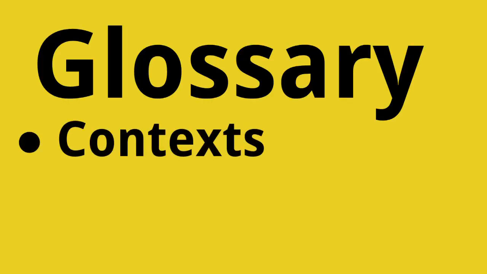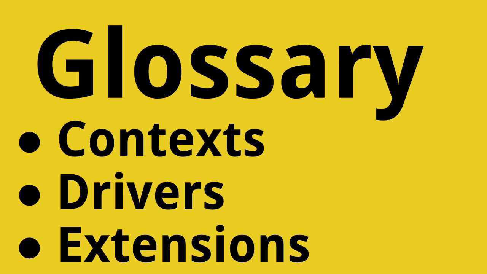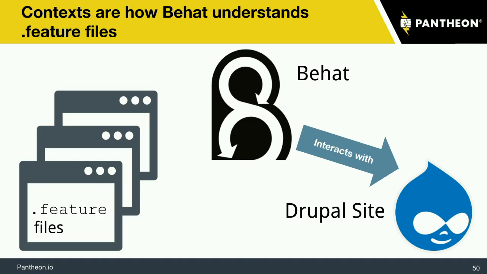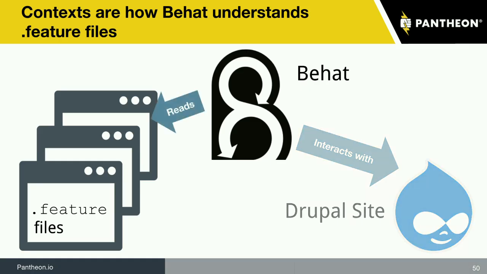So there are a few terms that you'll hear often in Behat. And even for the first year or two that I was working with Behat, I didn't have these terms fully differentiated. So I just want to talk about three terms you'll hear a lot with Behat: contexts, drivers, and extensions. First, let's take contexts. So contexts are how Behat understands these .feature files. These .feature files, again, have the given, when, then syntax.